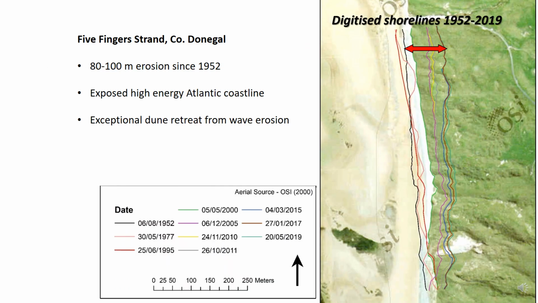Looking at the shoreline positions on Five Finger Strand, since 1952, the coastline has actually undergone significant erosion, around about 100 metres, and that has lasted and consistently is still occurring today. And we believe that it's going through a cycle probably every 50, 60 years, that it's going through erosion, accretion, erosion, accretion. So this is a high energy exposed Atlantic coastline, and we have at the moment exceptional dune retreat occurring.